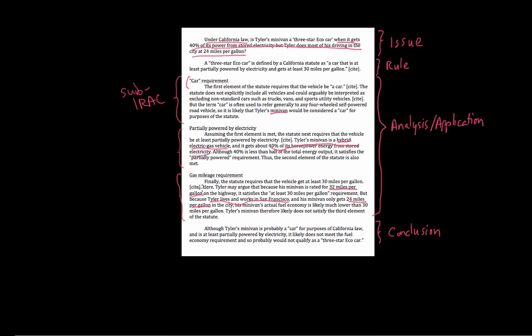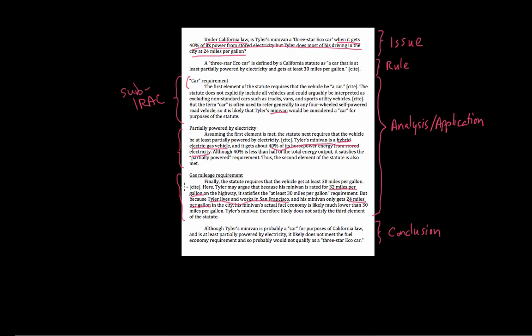Each one of these elements is addressed separately. They don't bleed into each other. The conclusion for this first paragraph is only the conclusion as to whether the minivan would be considered a car, because that's the issue for this analysis. Likewise here, our conclusion is the second element of the statute is met. It is partially powered by electricity. It's not talking about whether it's a car. It's not talking about whether it meets the gas mileage requirement. This is a self-contained sub-IRAC dealing only with this sub-issue of whether the vehicle is partially powered by electricity.